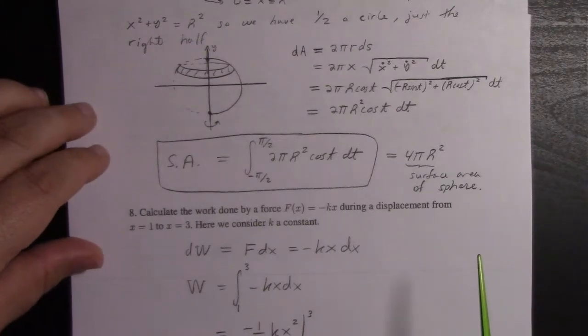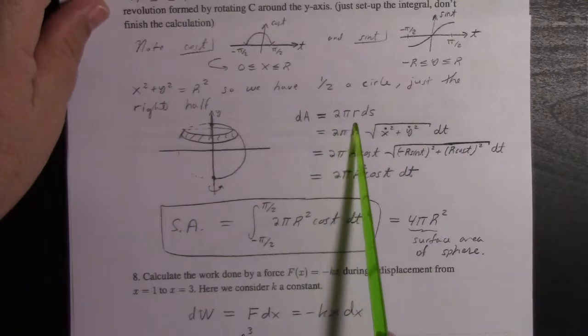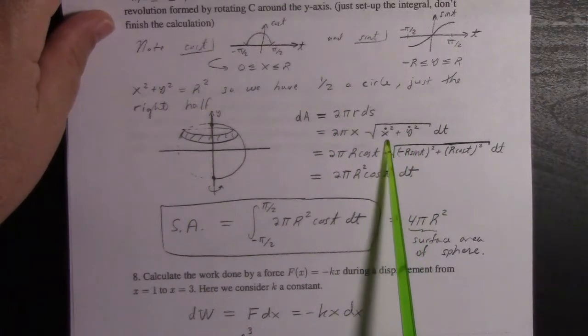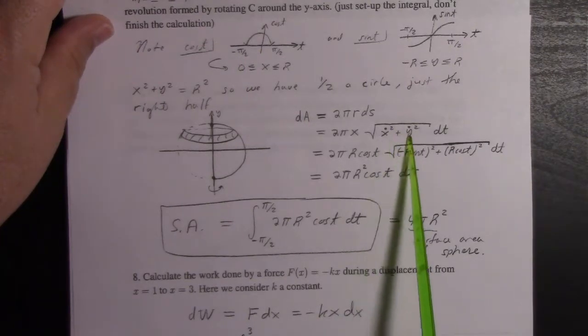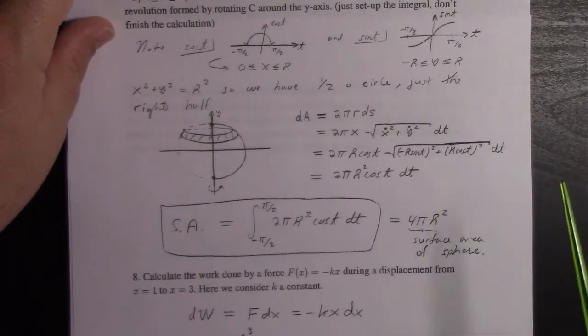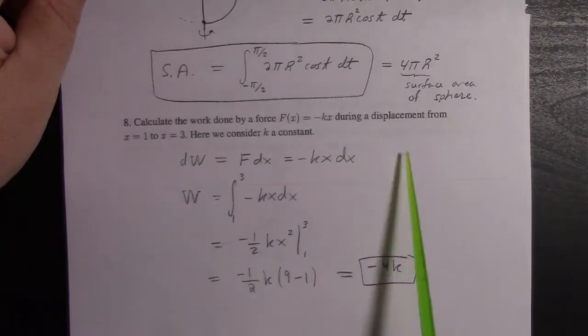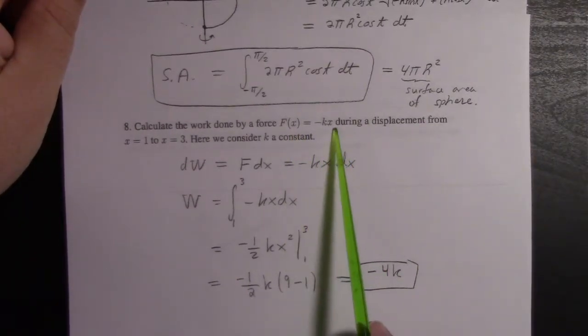All right. But the larger point is that dA is 2 pi r ds. Here ds we can get from x dot squared plus y dot squared. This notation means dx/dt and dy/dt. That's what dot means, all right? So anyway, I think that may have already been tested, but to calculate the work done by a variable force, we integrate the force.